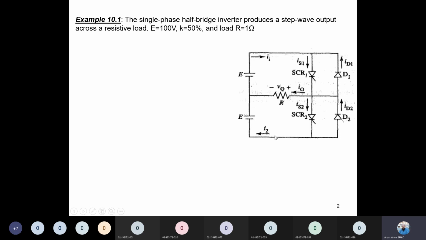If this is an inverter circuit, please tell me, is it a half bridge or a full bridge? Sir, this one I have, is it half or full? Okay, sir, this is a full bridge. Full bridge, okay.